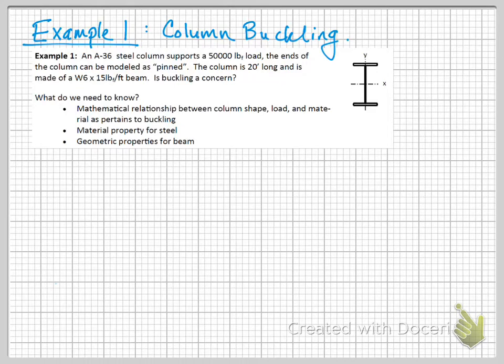Okay, let's get started on our first column buckling example. We have an A36 steel column that is supporting a 50,000 pound load. The ends of the column can be modeled as pinned. It's 20 feet long and is made of a W6 by 15 beam. Our question is, is buckling a concern?